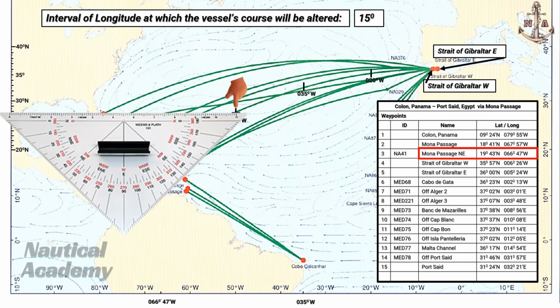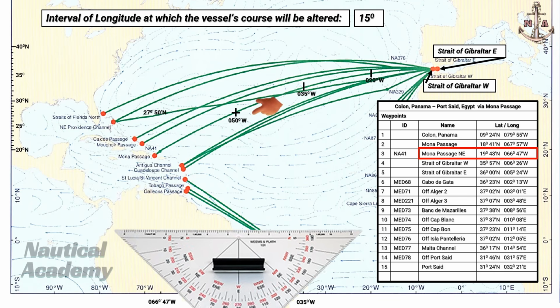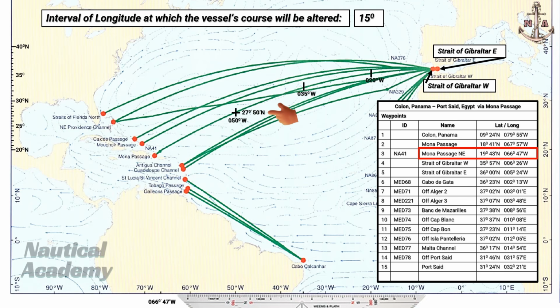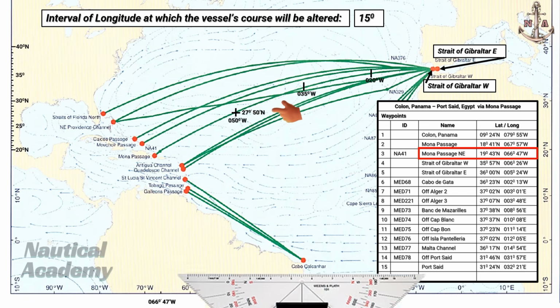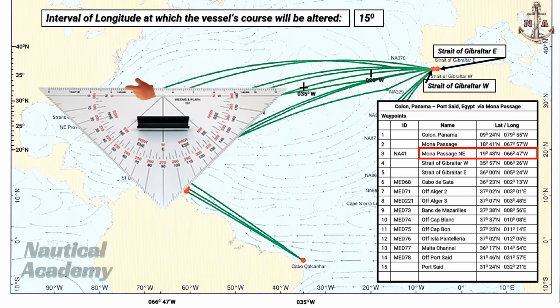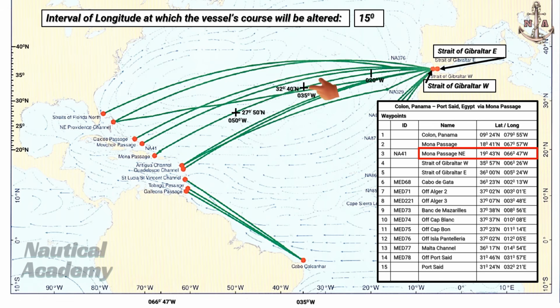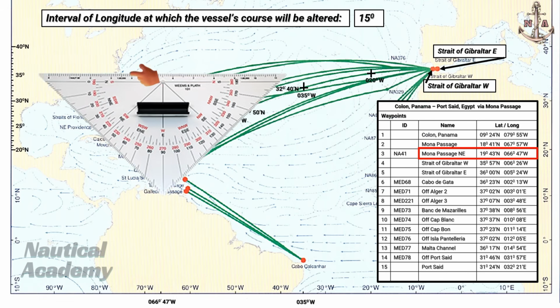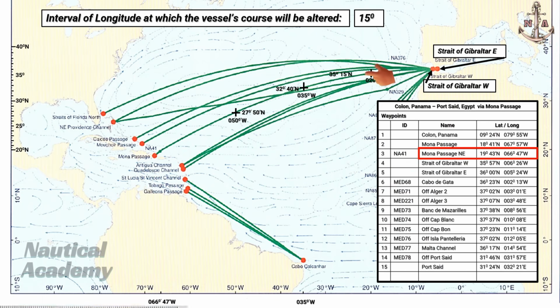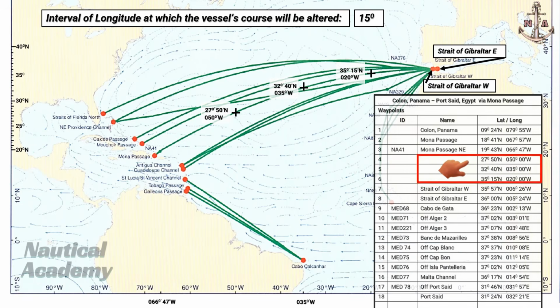For longitude 050 degrees west, the latitude is approximately 27 degrees 50 minutes north. For 035 degrees west, the latitude is approximately 32 degrees 40 minutes north. And for 020 degrees west, the latitude is approximately 35 degrees 15 minutes north. As a result, we have created 3 additional waypoints along the modified Great Circle track. These waypoints are inserted in sequence between Mona Passage northeast and Strait of Gibraltar west.